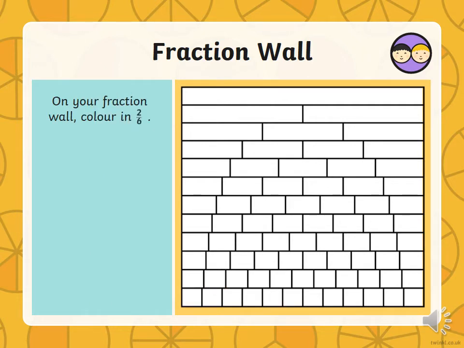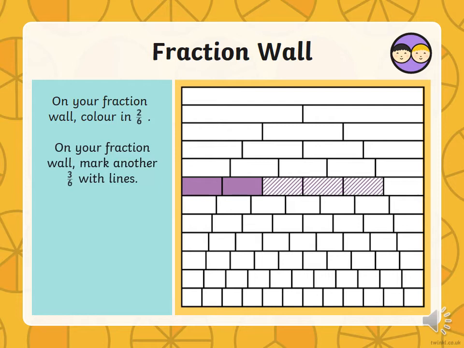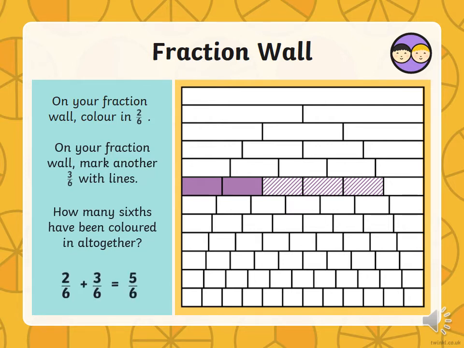Okay, on your fraction wall, color in 2/6. There you go. On your fraction wall, mark another 3/6 with lines. How many sixths have been colored in all together? Well done. 2/6 plus 3/6 equals 5/6.